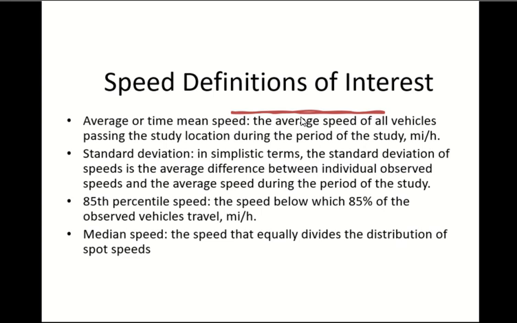The median is the middle value. In terms of percentile, it is the 50th percentile. So if you arrange the data, the median will be exactly in the middle: 50% of the data is above it, and 50% of the data is below it.